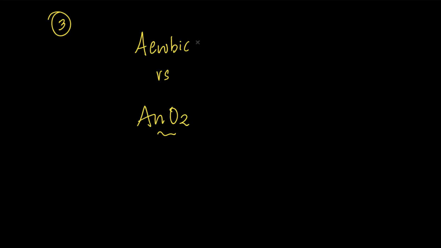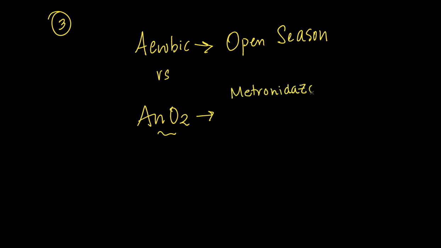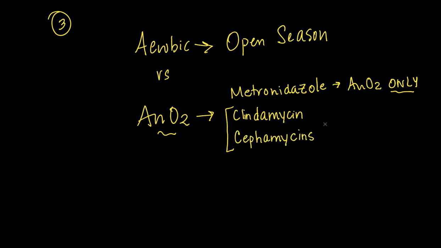The third classification scheme we can use is aerobic versus anaerobic. This is not that complicated since there are no drugs specifically aimed at aerobes and facultative anaerobes. So therefore, it's pretty much open season on these bacteria. On the other hand, anaerobic bacteria respond to a more limited number of drugs, and among these, some are better than others. The 3 you should keep in mind when thinking about anaerobes are metronidazole, which is anaerobe specific, and clindamycin and the cefamycins, both of which cover anaerobes and aerobes.